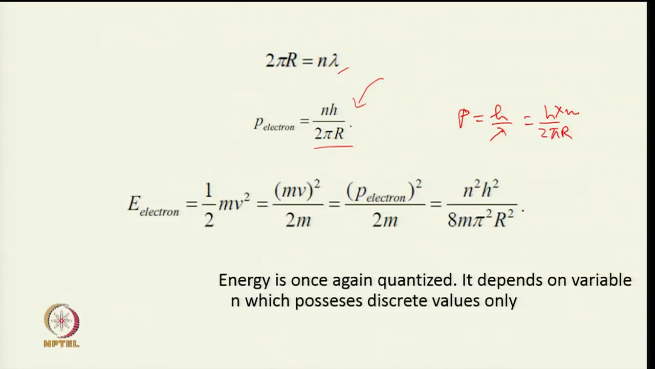And now once we know the value of P, we can calculate the energy of the electron, and that will be given by P square by 2m. So P is equal to n h by 2 pi r, take the square of this and divide by 2m, and you can get the energy of the electron. And now you can see energy is once again quantized, because n can only take values 1, 2, 3. So it depends on variable n, which possesses discrete values, and so we have only discrete energy levels. Time is up, so I will discuss this electronic material topic in the next lecture.